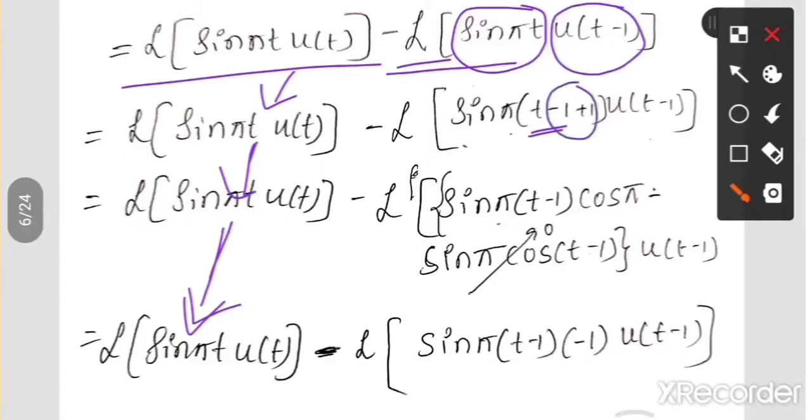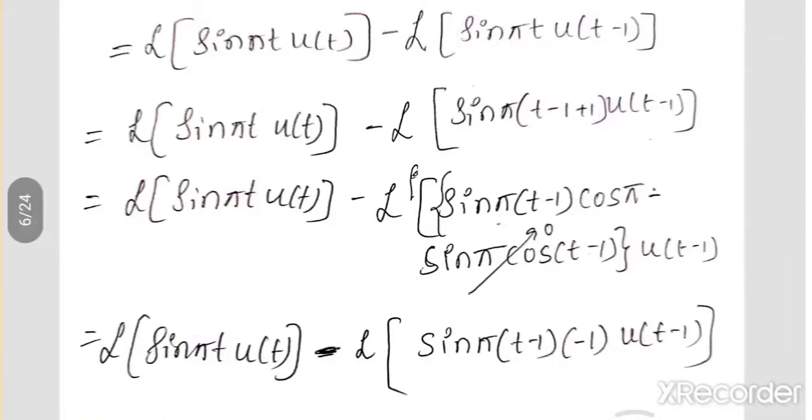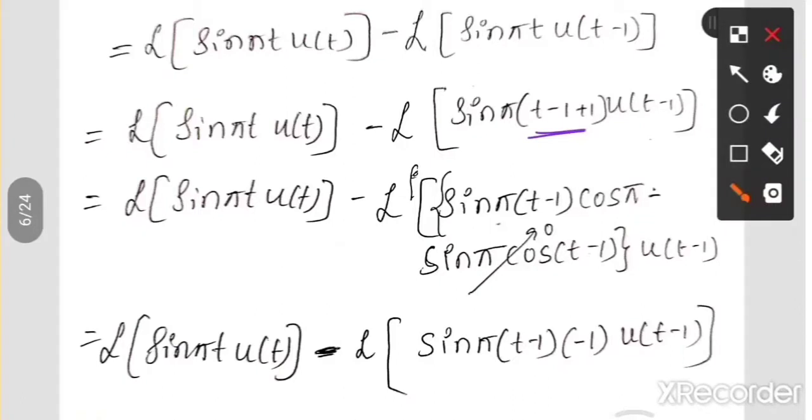So mathematically it is true. Okay, get cancelled. So it is take t minus 1 plus 1. So this as it is. Okay, sin of t minus 1 plus 1, u of t minus 1. So now what we can do is sin a plus b, where a is t minus 1 and b is 1.